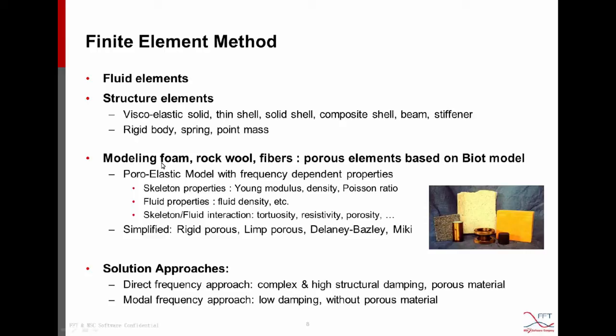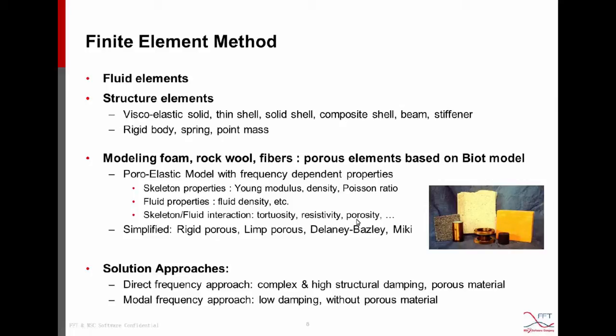And the rock wool, the porous material, needs to be modeled in this example. In Actran, we base on the Biot theory or the Biot model to model the porous material. Biot theory describes globally the porous material by several properties. There are properties related to the skeleton inside the porous material. There are properties related to the fluid inside the porous material, which is air in reality. And there are several properties related to, let's say, the interaction between the skeleton phase and the fluid phase. For example, we have tortuosities, resistivities, porosities, etc.